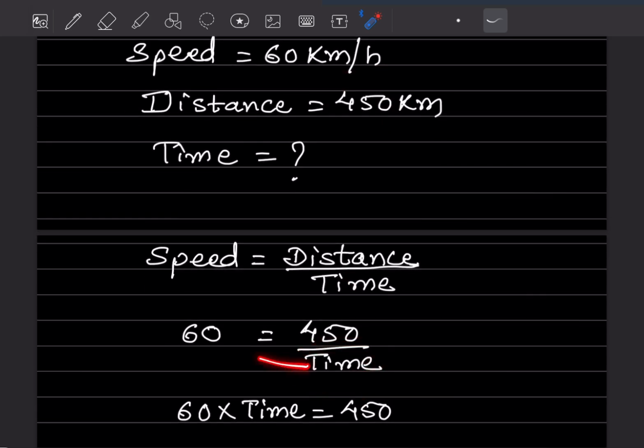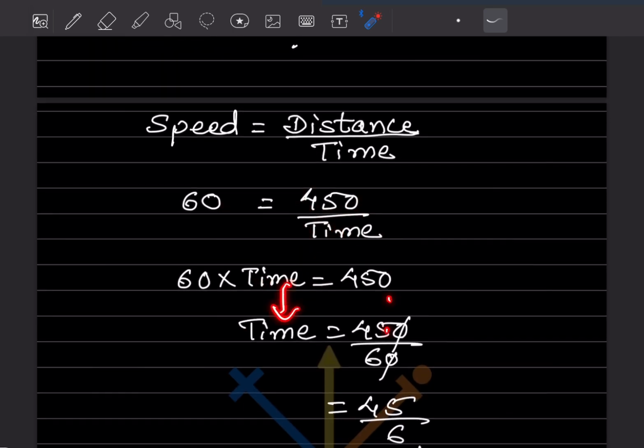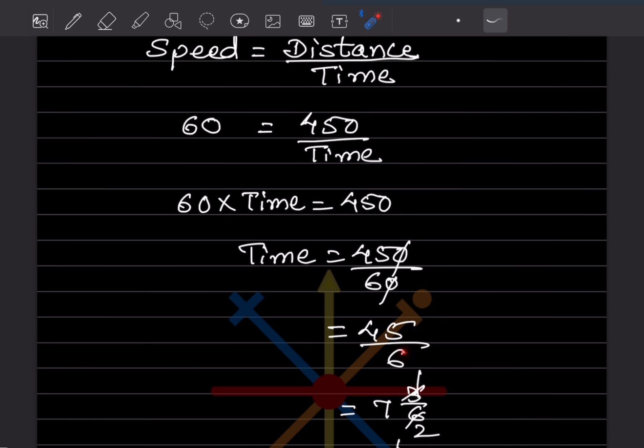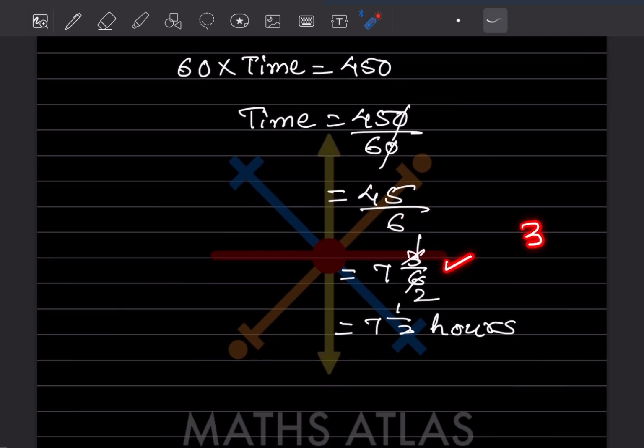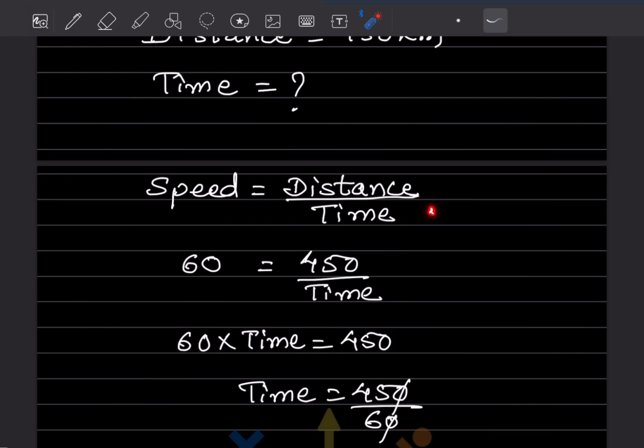So now we will bring this time over here. So that will be 60 into time is 450 as it is. So time is going to be 450, and this 60 will go on the other side, that is going to get divided. So this and this get cancelled. So 45 by 6. 6 sevens are 42. So this will be 3. So 7 integers 3 by 6. This 3 by 6 we can simplify further. So that will be 7.5 hours. Hope this is clear how we got that time without changing the formula.